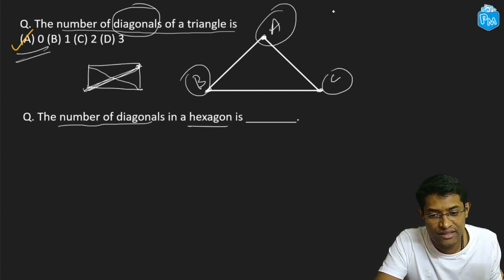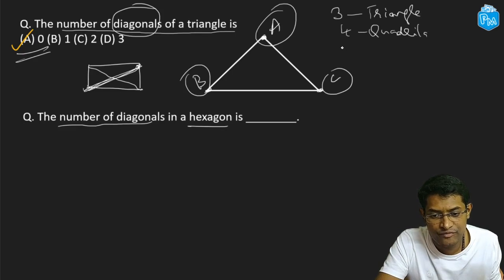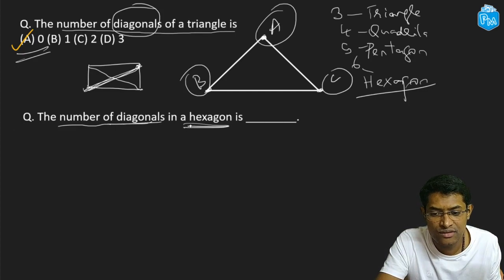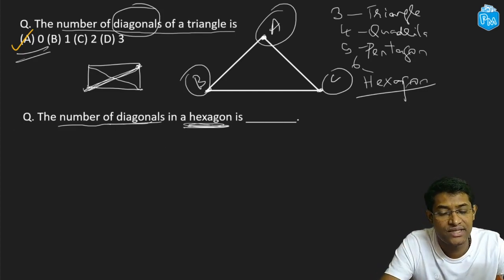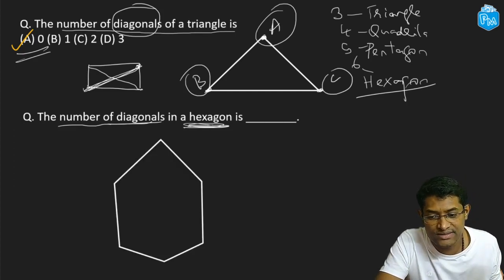Now, we have seen that if you have 3 sides, it's a triangle, right? If you have 4 sides, it's a quadrilateral. If you have 5 sides, it's a pentagon. And if it has 6 sides, it's called a hexagon. So, we are asked to find the number of diagonals of a 6-sided figure. Now pause this video, draw a 6-sided figure and try to do it on your own.